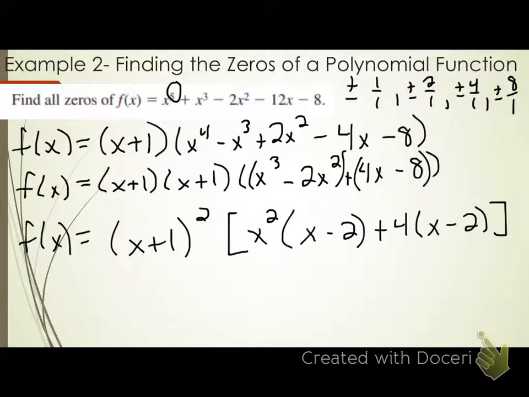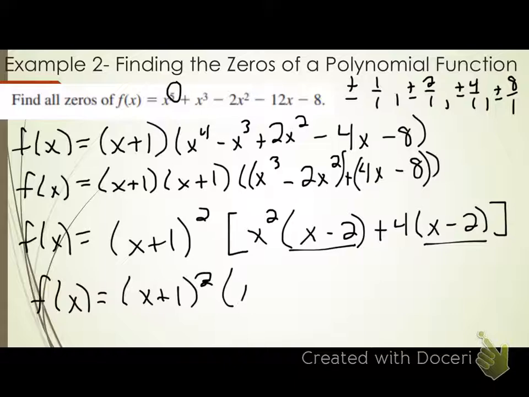So this does factor by grouping. That helps me out a lot. So I'd get x plus 1 squared still. One of my other factors is the thing they have in common, so x minus 2. My other factor is the two GCFs, so x squared plus 4.